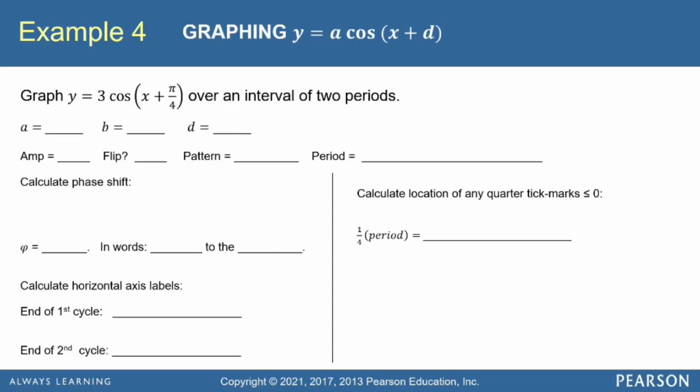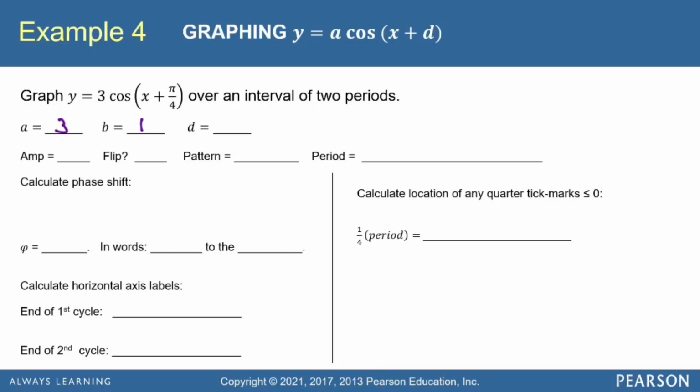Here we have example 4. It says graph y equals 3 times the cosine of x plus pi over 4 over an interval of 2 periods. So as always, let's get our numbers first. In this case, A is 3. Our B number is 1. And look what happened here. We have x plus pi over 4.